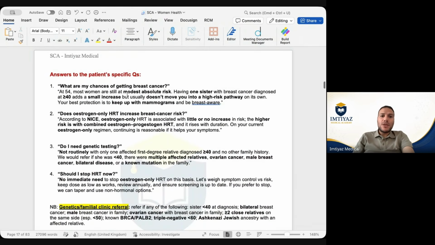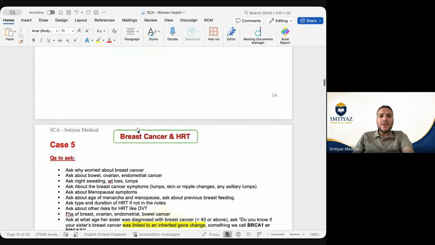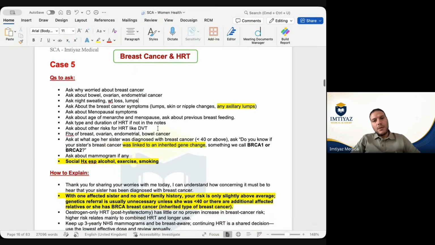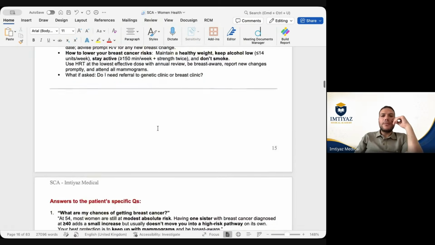Okay, here are some questions. Go through the questions and answers. If the patient asks you any of these questions, what kind of answer will you give, and also genetic or breast clinical referral, it depends on the answers. Don't forget also one important question you need to ask, and just write it down if it is not there. Ask about any axillary lump. Here it is also mentioned, any axillary lump. Why? Because if the lady is coming with an unexplained axillary lump, we need to refer her. All right. That is for breast cancer and HRT.